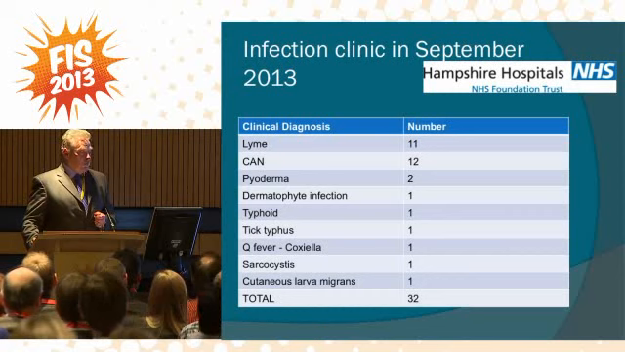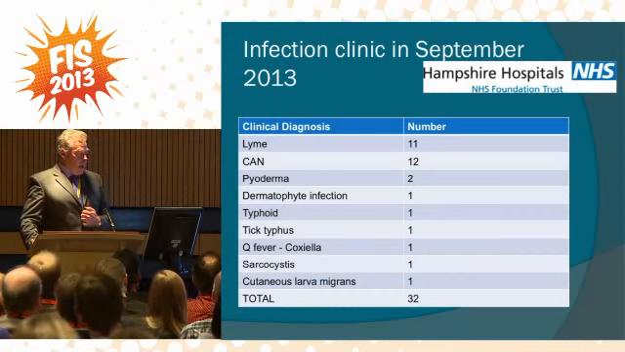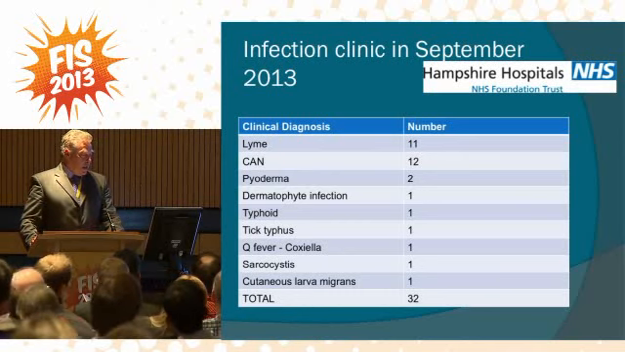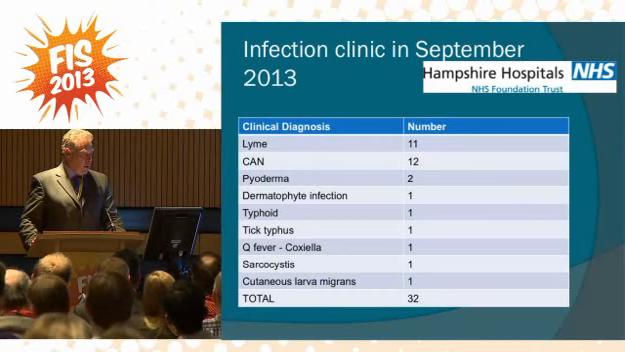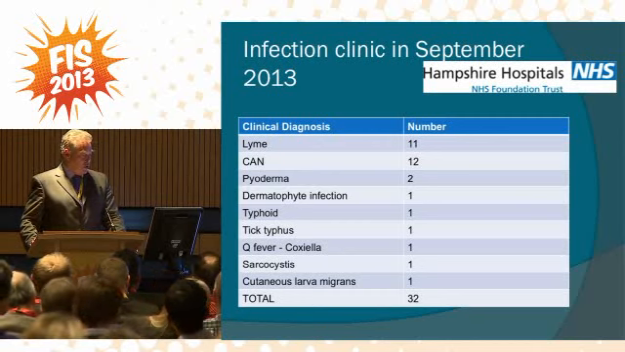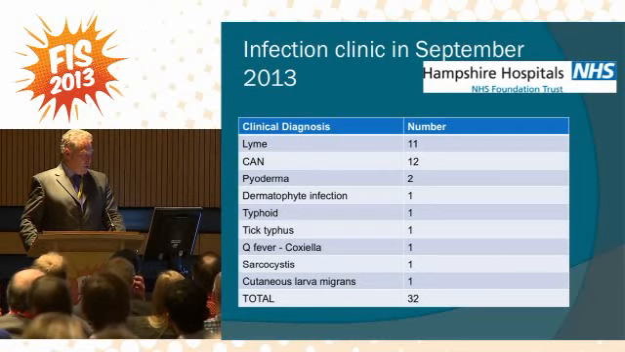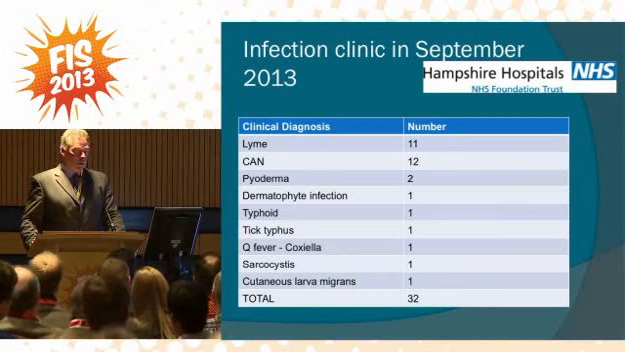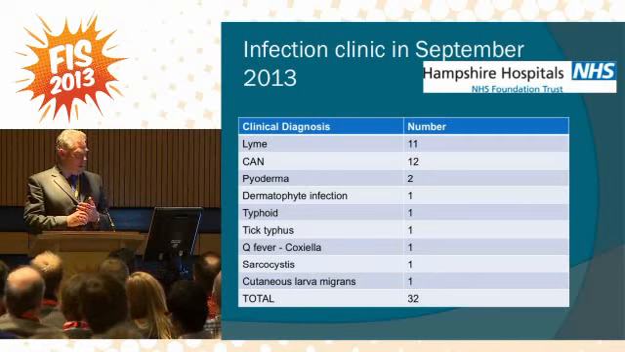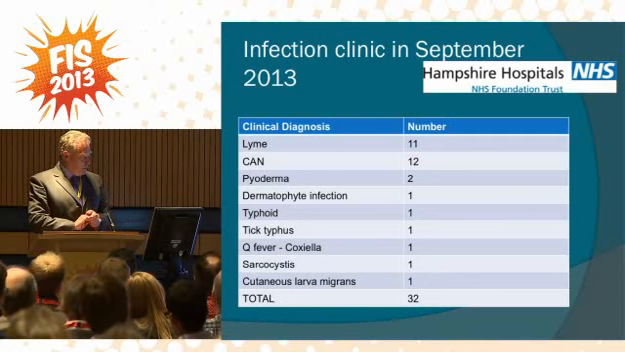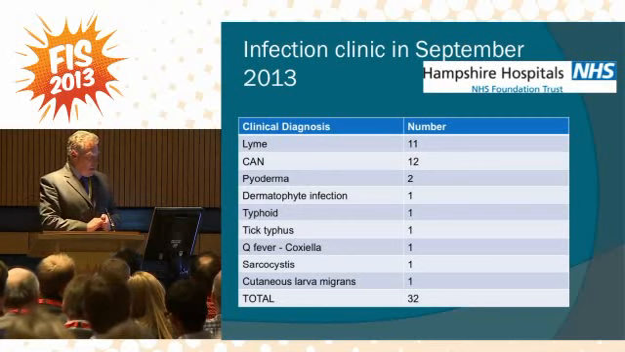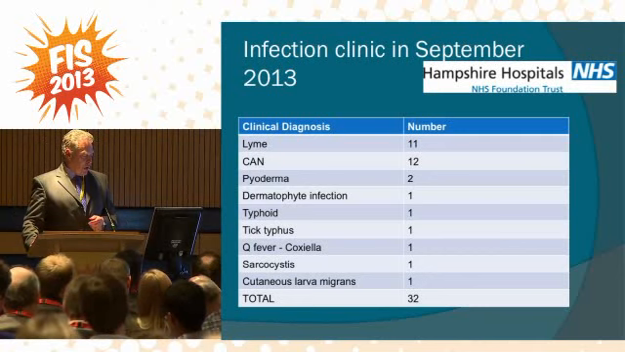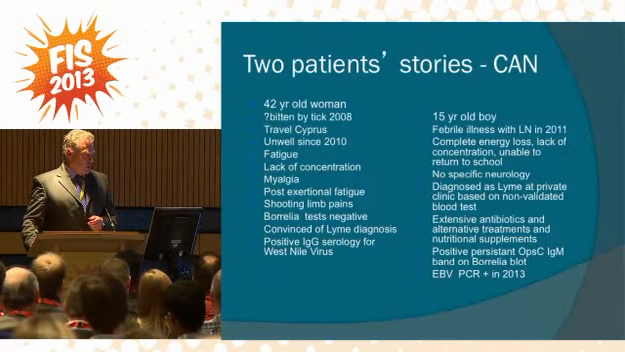So in our clinic, which has just started, our formal clinic, although we've been seeing these patients for 20 years, in September we saw 32 patients, of which 11 had genuine true Lyme, that were either new cases or follow-up patients. 12 of them were this new syndrome that I'm trying to coin called CAN. Other ones that have been sent up either as Lyme or some other condition had another diagnosis. So 2 were bacterial infection, 1 had a dermatophyte infection, 1 actually was typhoid, believe it or not. Tick typhus, another one, Q fever, sarcocystis from a patient who'd been in Malaysia, and cutaneous larva migrans. So an interesting group of patients in the clinic.